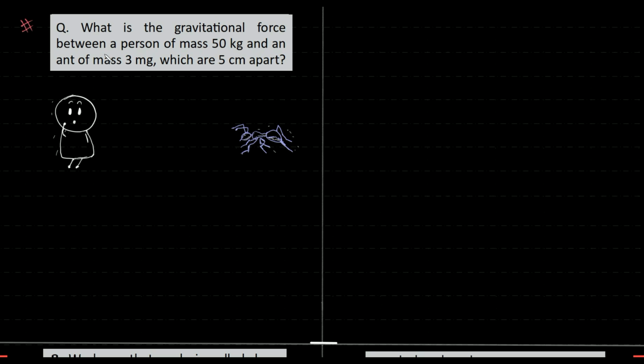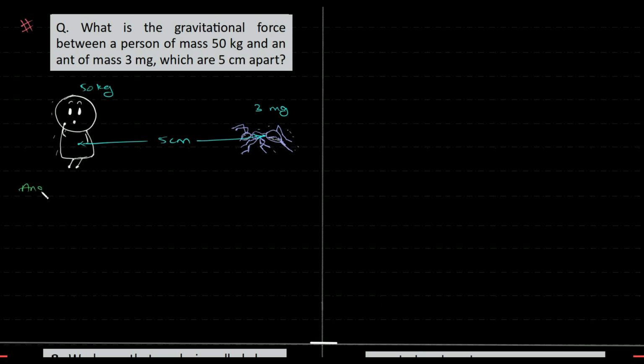What is the gravitational force between a person of 50 kg and an ant of 3 milligram, with the distance between their centers being 5 centimeter? Very close objects. Why don't we feel the mass?